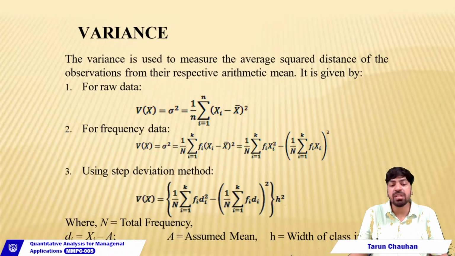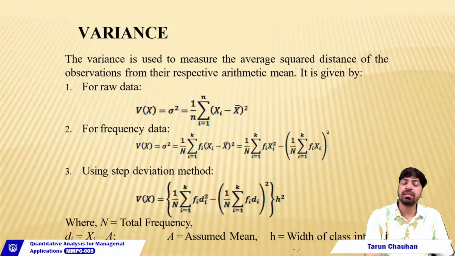It's the deviation, the difference between x minus a, that is, the difference between the number of observation and the assumed value. A is the assumed value, h is the width of the class interval, or the common difference between all the class intervals. So these are the variance formulas.